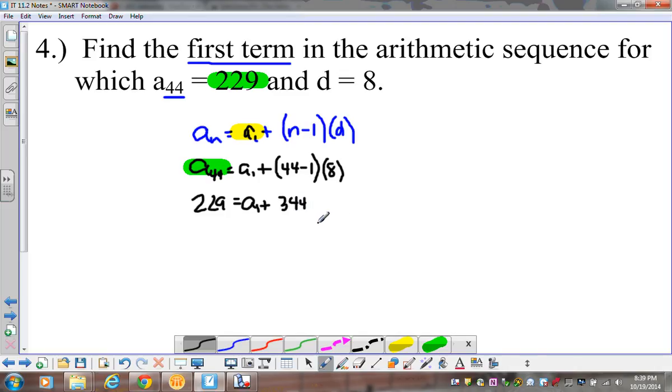Now we just solve for a sub 1 here. If I subtract the 344 over, I'm going to get a sub 1 is negative 115. There you go. We went through and we found my first term. Again, we used my 44th term to find my first term. That means I was able to substitute 229 in and then solve for my first term.